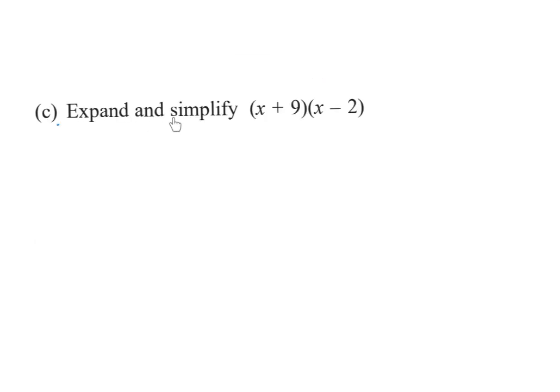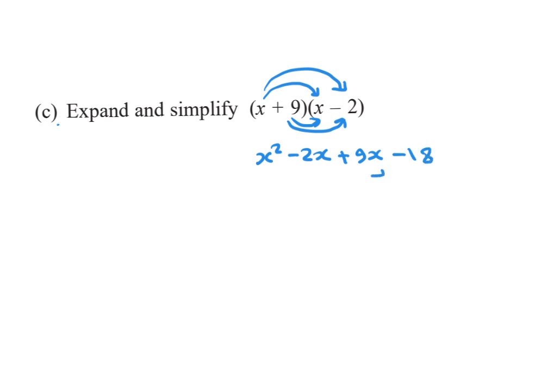c. Expand and simplify. x plus 9 times x minus 2. x times x equals x squared. x times negative 2, negative 2x. 9 times x, 9x. 9 times negative 2, negative 18. Combine the like terms, so x squared plus 7x minus 18.